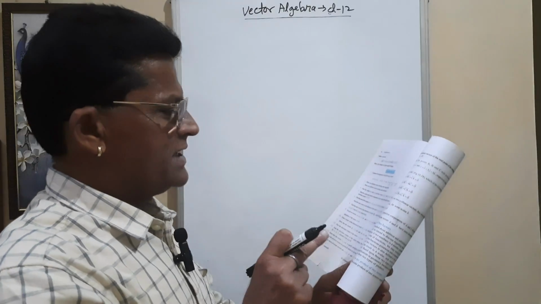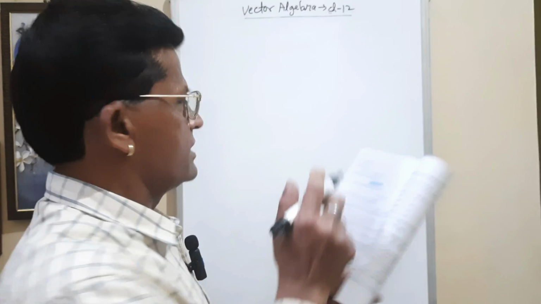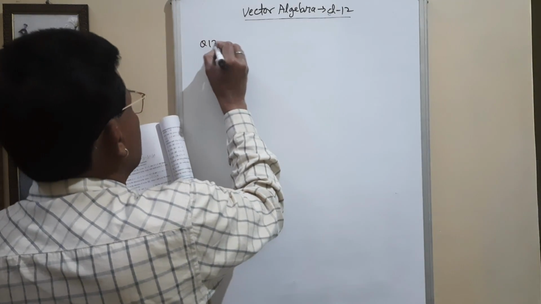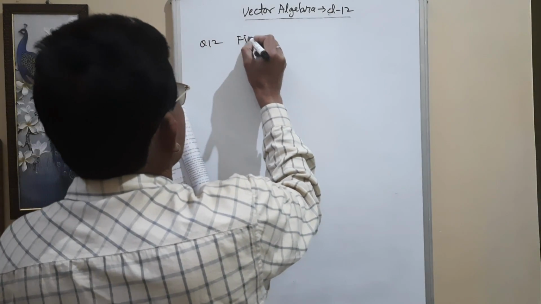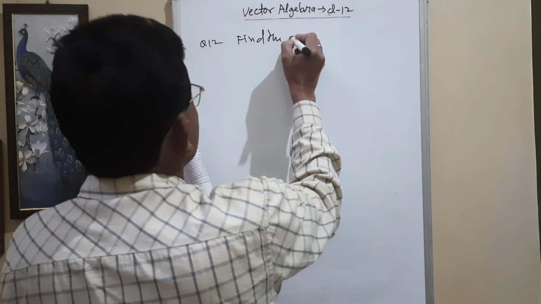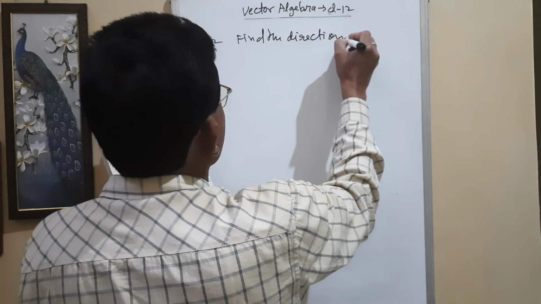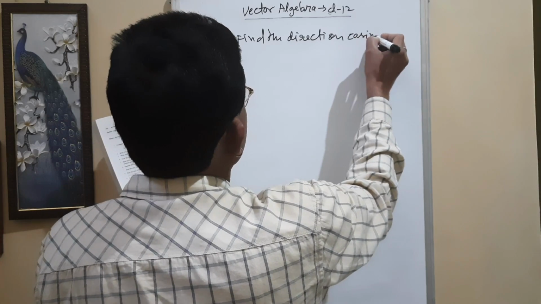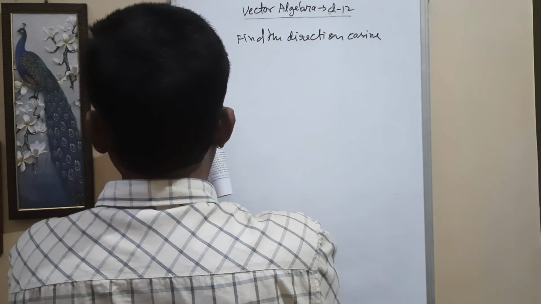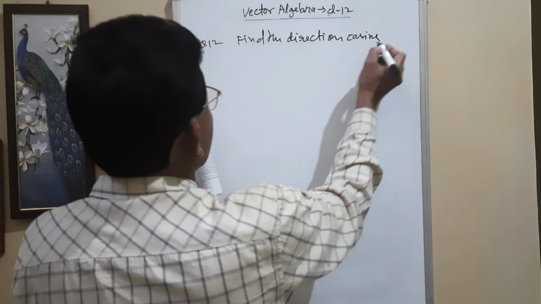You see, find the direction cosines of the vector, question number 12. Here it is given: find the direction cosines of the vector.